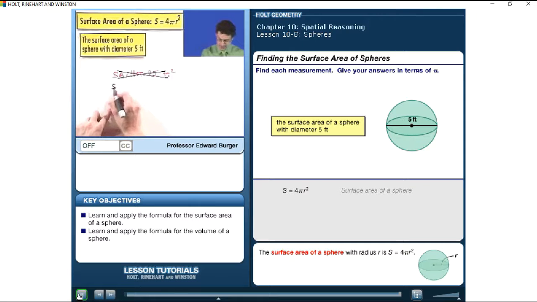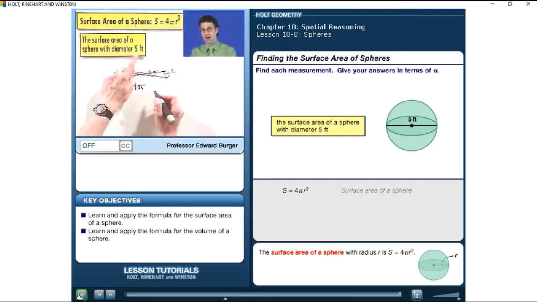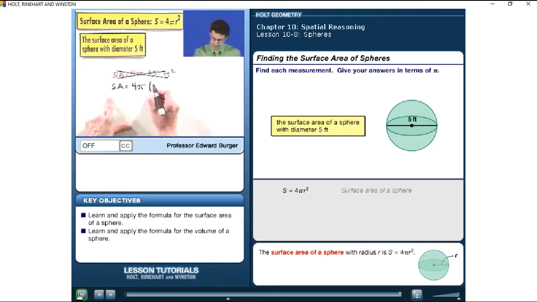The surface area is going to equal 4 times pi. And now I've got to put the radius squared. What's the radius? Well, if the diameter is 5, the radius will be half of 5, which is going to be 5 divided by 2 squared. And what does that work out to be? Well, that's 4 pi times 25 on top and 4 in the denominator.